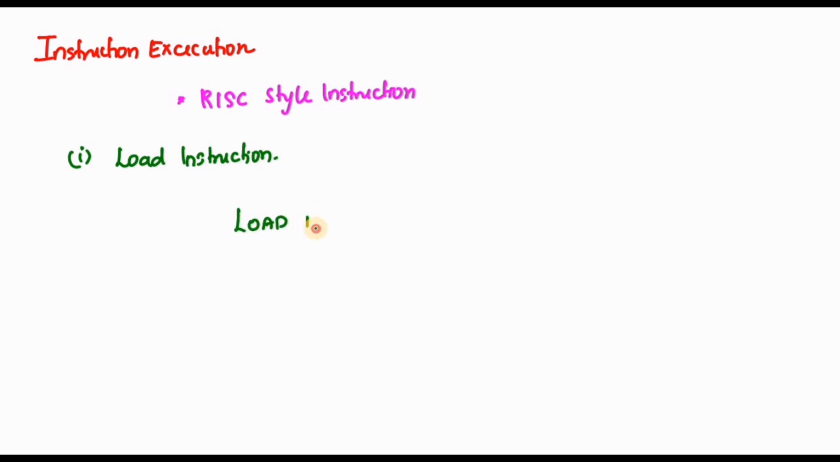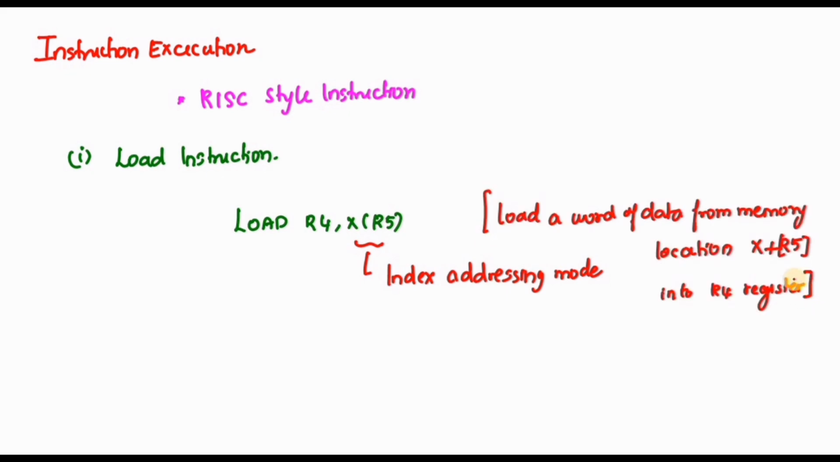Let us now discuss load instructions. Consider the instruction load R4, x of R5. This x of R5 represents the index addressing mode. So here we are loading a word of data from the memory location x plus R5 into the register R4.